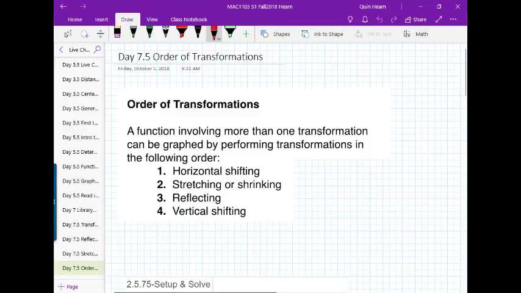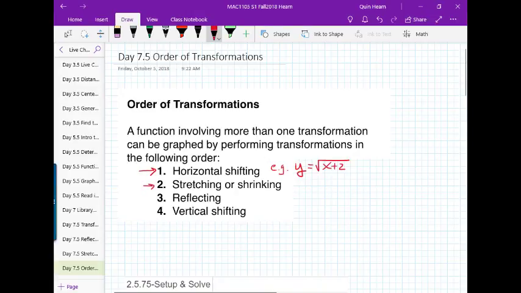So the way that our book does it is, it says first you do any horizontal shifting. Okay, so a horizontal shift would be something like maybe adding 2 inside of the square root. Anytime you add or subtract inside of the function, you get a horizontal shift. So this is an example of a horizontal shift.